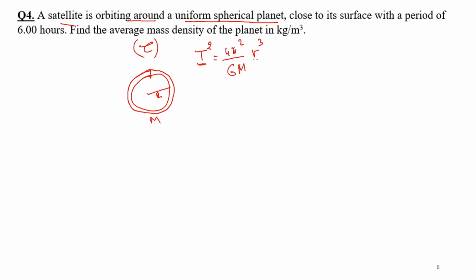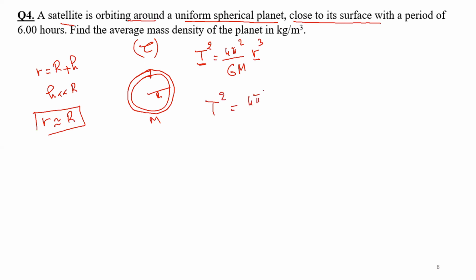I did not really give you R, but you can get it. Here, R is r plus h, but h is very small compared to the radius. That's why I said close to its surface. So that means R, small r, is roughly the radius of the planet. Okay, so I will write it down here. T squared is just 4 pi squared divided by GM multiplied by the radius of the planet cubed.